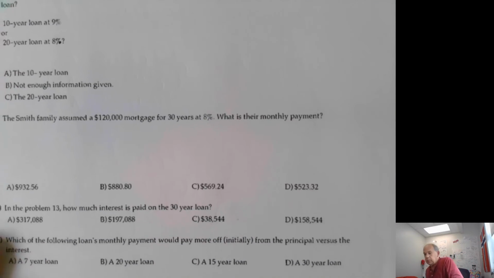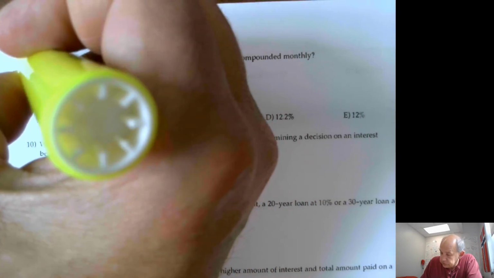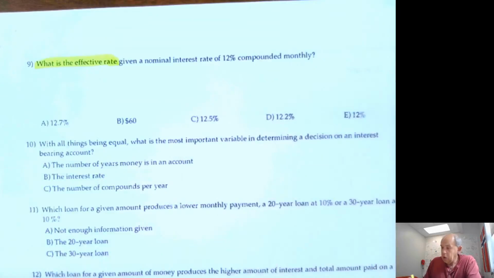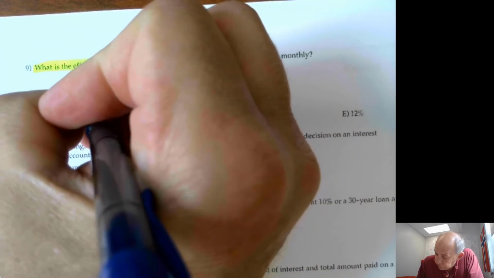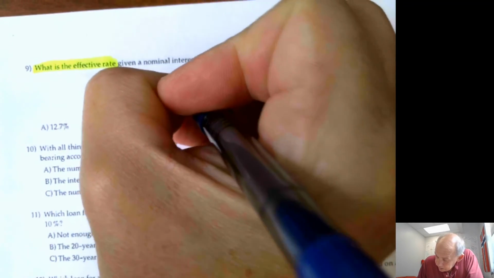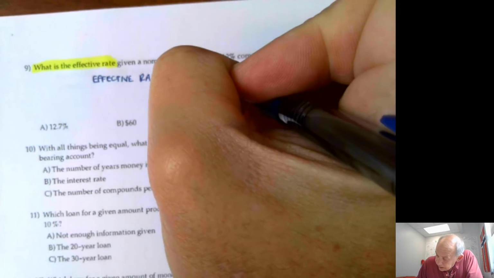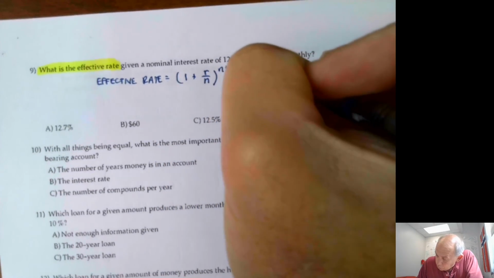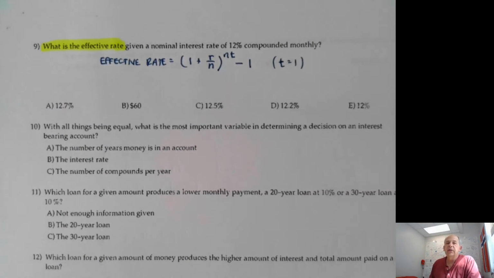Let's take a look at number 9. We're going out to problem 12 here. This one, what is the effective rate? That tells us right off the bat what type of problem we're dealing with. Now, your effective rate conversion formula is 1 plus R over N to the NT minus 1, where T is always equal to 1. So that formula is a little bit different.